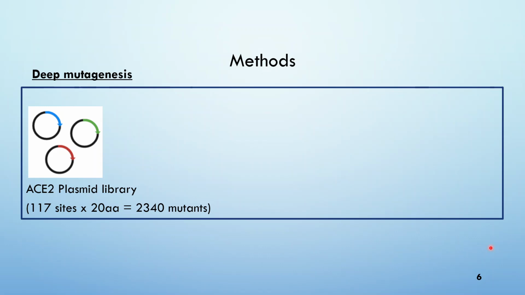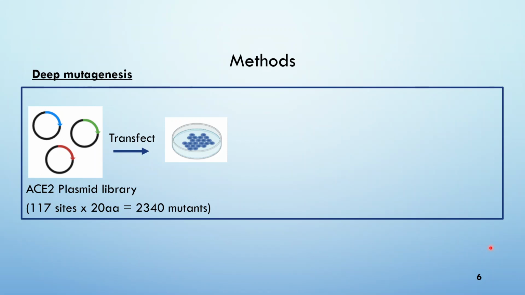So this is the workflow the researchers adopted to engineer ACE2. The first step is deep mutagenesis. Sounds deep, but I will explain. So they made a plasmid library for all possible substitutions in the binding site of ACE2. Each plasmid contains one mutation. It is one of the 117 sites, one of the 20 amino acids. Hence, in total, there are 2,340 mutants, including the stop codon in this library.